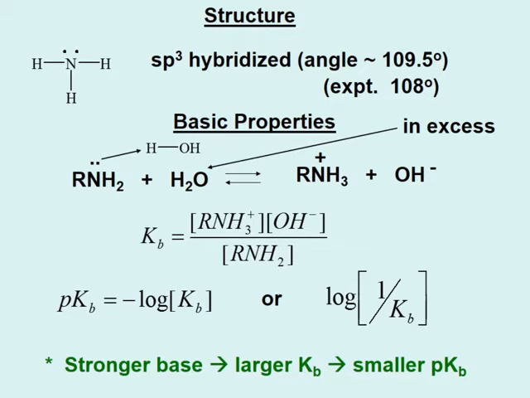Now about the structure. Amines have a structure similar to ammonia. So with 4 pairs of electrons around nitrogen, just to remind you, hybridization is going to be sp3, and the angle will be around 109.5, but that will be squeezed to a smaller angle because of the unshared electron pair on nitrogen. It's going to squeeze the angle. So the experimental value is around 108 degrees in the case of ammonia.